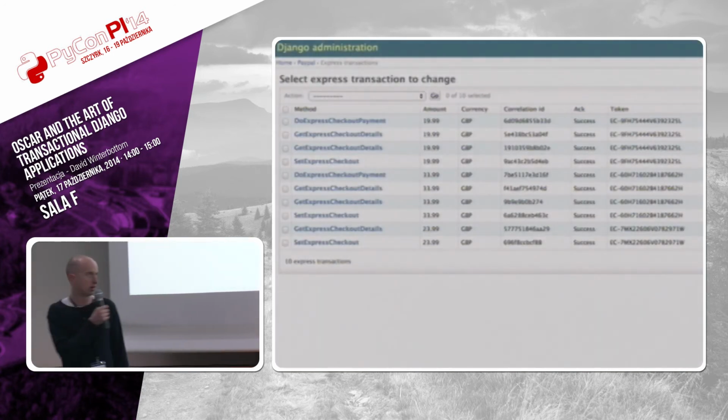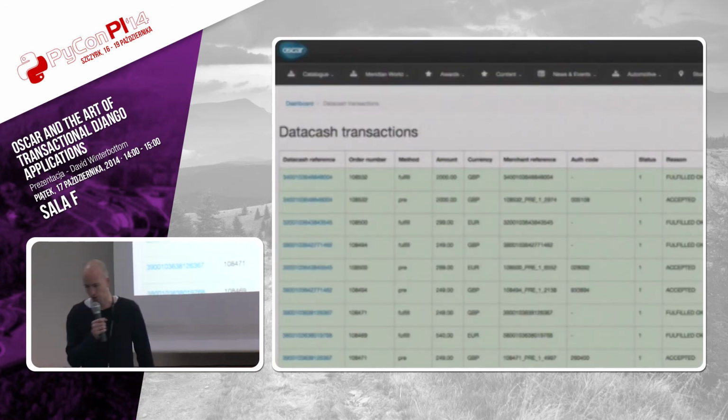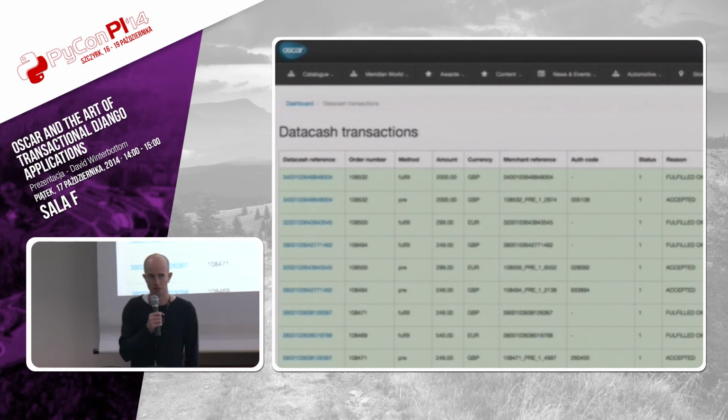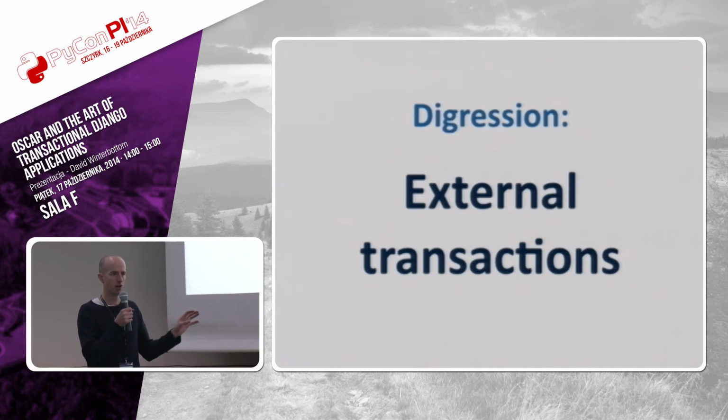You can just use the Django admin even, and you've got a nice dashboard of every interaction you have with a third-party system. And here's another example of one embedded within Oscar's dashboard, showing some payments with a data cache and another payment gateway. It's a nice little digression, actually, when we're talking about third-party transactions.